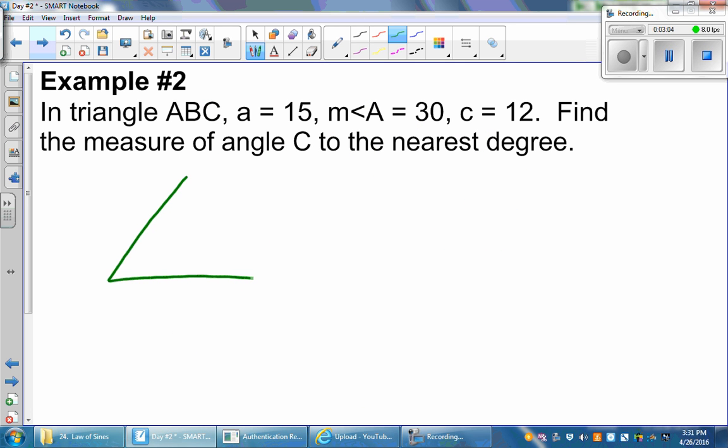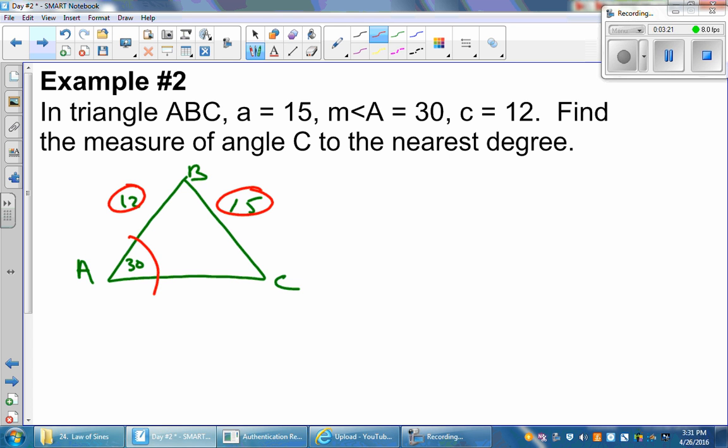We're going to go ahead and draw our picture. It says here we have triangle ABC. We're told that little a is 15, measure of angle A is 30, little c is going to be 12. Just like we did before, I see that I have two sides, a side that's 12, a side that's 15, and the measure of one angle. If I have two sides and one angle, side angle, I'm moving towards the law of sines.